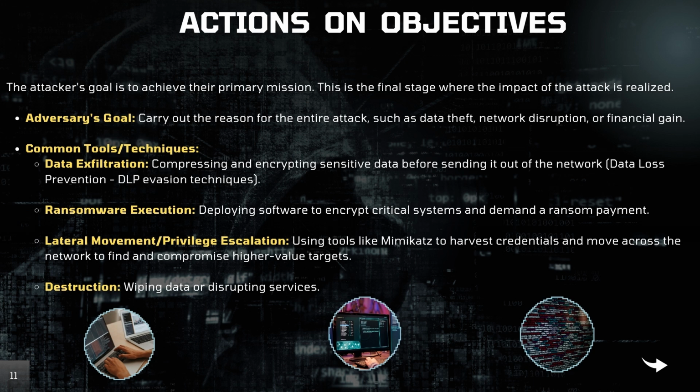The cyber kill chain is your defensive blueprint. By understanding each step, you can deploy the right security measures at the right time. Your best chance to defeat the attacker is by breaking the chain early, at reconnaissance or delivery, before they ever reach your critical systems. That's the breakdown of the cyber kill chain.